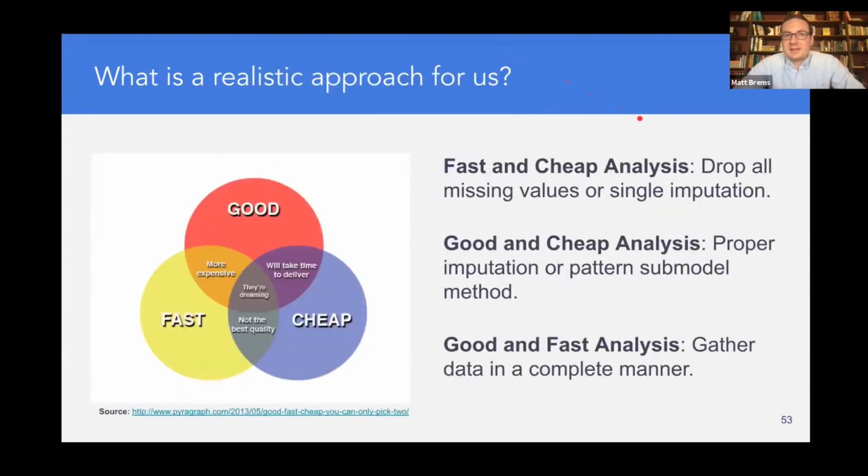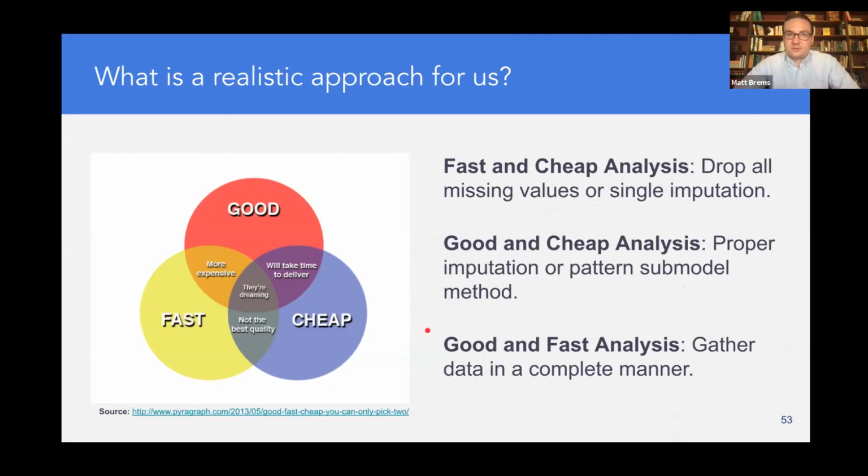So this brings me back to the end, talking about the trade-offs and the warnings. What is a realistic approach for you when it comes to doing data science with missing data? You can go the fast and cheap route. You can go the good and cheap route. You can go the good and fast route. I would encourage you to focus on being as good and as cheap and as fast as you can be, but I especially encourage you to focus on having an analysis that is good. There are trade-offs when it comes to working in the real world.